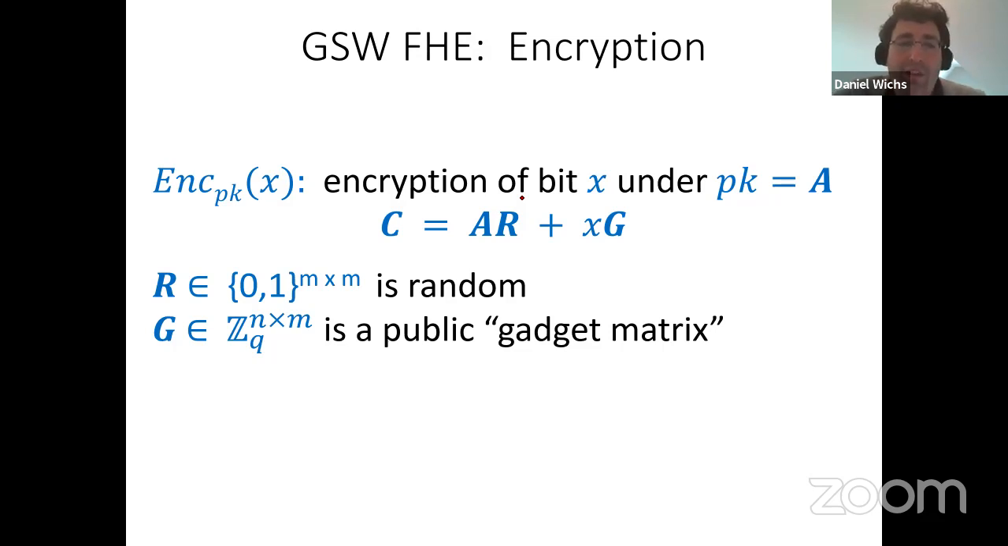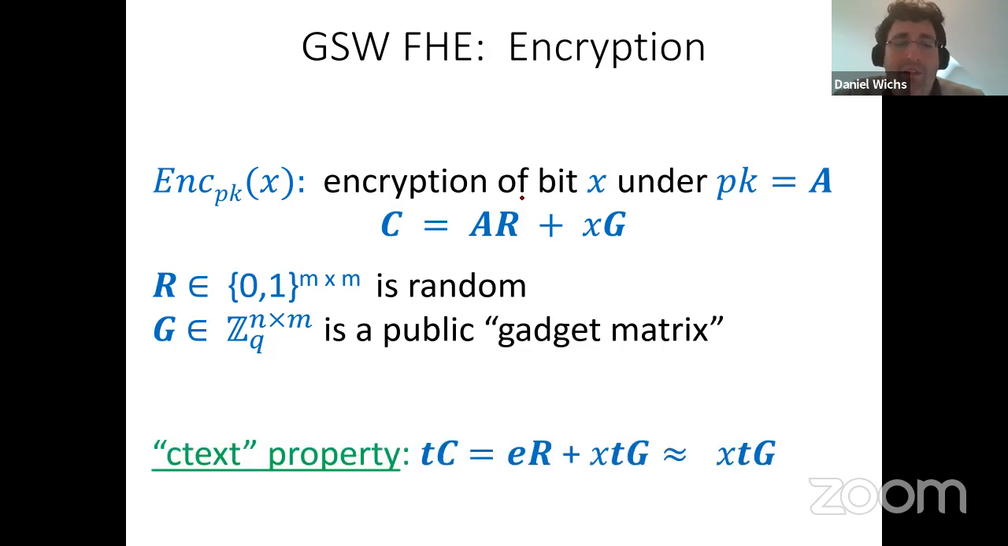And again, you don't really need to remember much about this. You just need to remember the main property, which is that if you take the secret key and multiply it by the ciphertext, you get the bit X that was encrypted times the secret key times the gadget matrix G. Okay, so that's the encryption procedure.